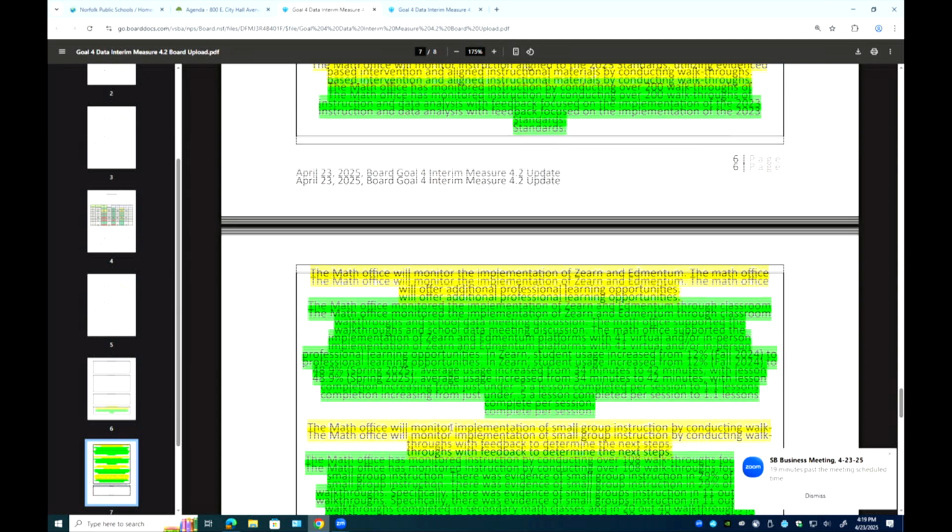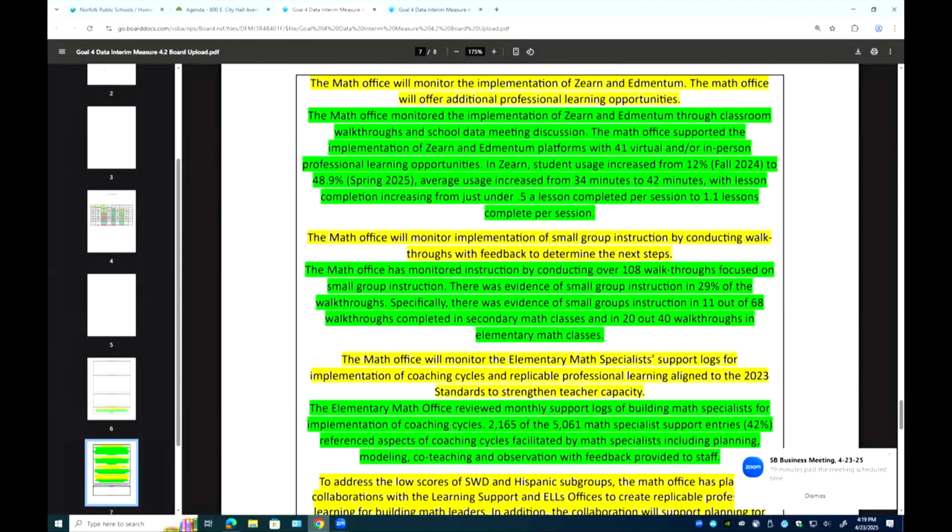The math office was going to monitor the small group instruction with walkthroughs. They monitored the instruction, conducting over 100 walkthroughs focused on small group instruction, and there was evidence of small group instruction in 29% of the walkthroughs. Specifically, there was evidence of small group instruction in 11 out of 68 walkthroughs in secondary classes and 20 out of 40 in elementary classes.